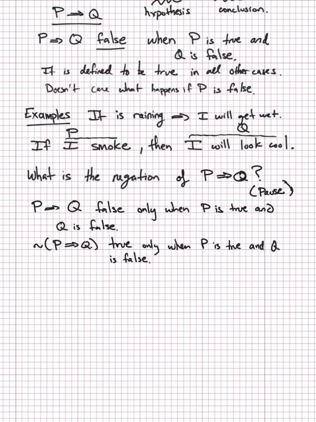All right, so what does that mean? Well, it means that the negation of P implies Q is the statement P and not Q. So P is true and not Q is true. Okay, so this is kind of something to be careful of. It's very tempting to think that the negation of an implication statement is another implication statement, but that's not the case.